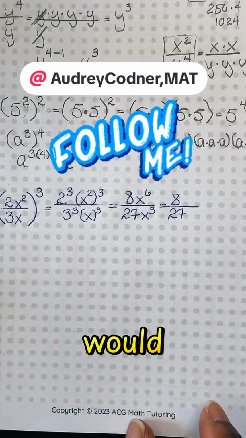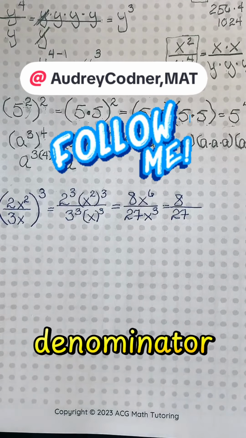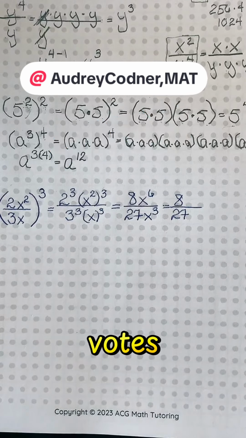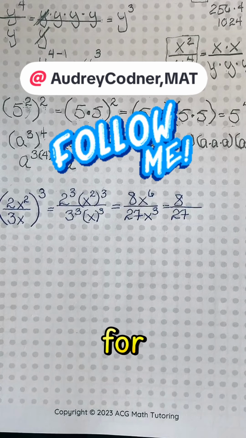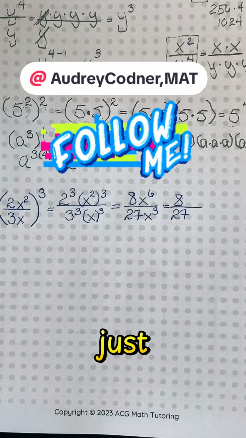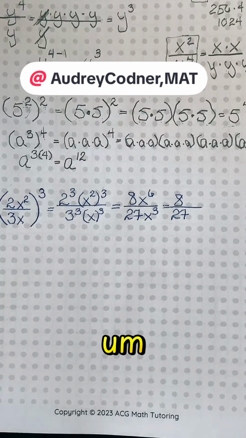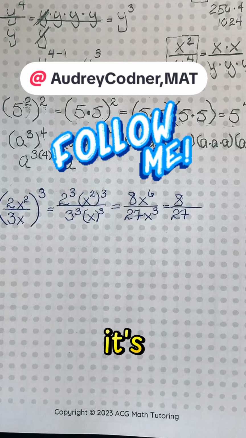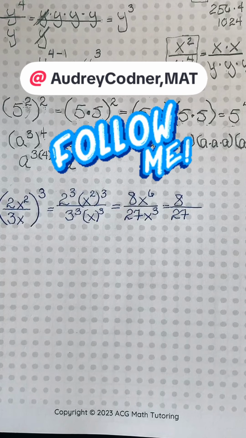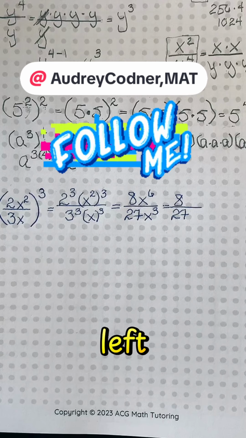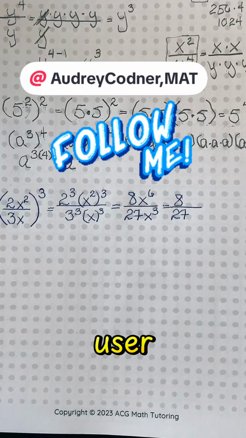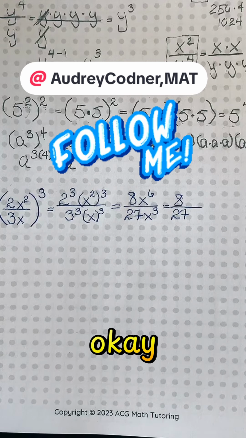Okay. Would it be in the numerator or in the denominator? Okay, I got 3 votes for the numerator. 4 votes for the numerator. 5 for the numerator. If you don't really feel like typing out the whole word numerator, just make it that. Because it's not a negative. Okay, all right, good. So you have 3 left over on the top. Good, thank you.